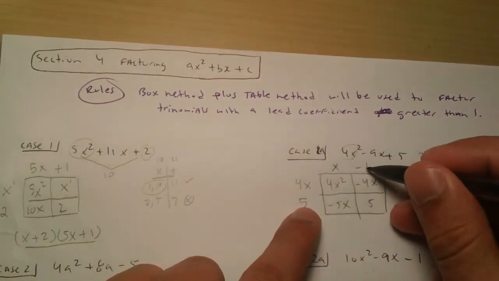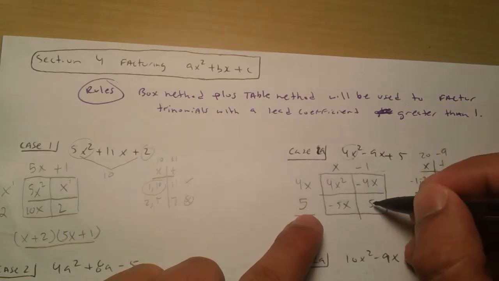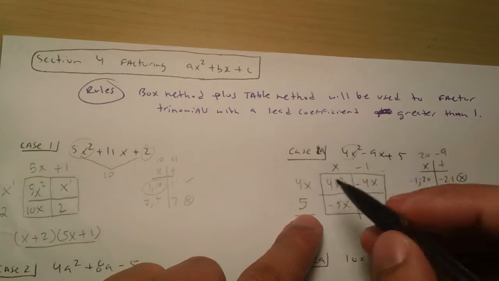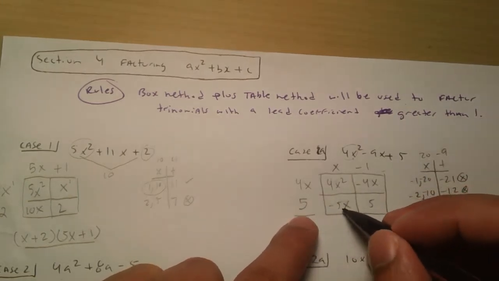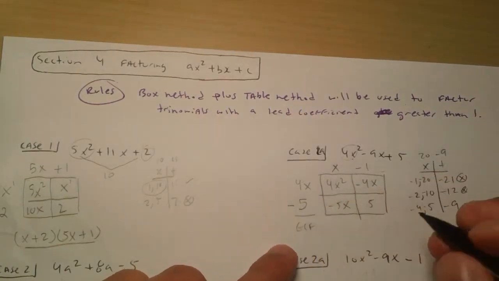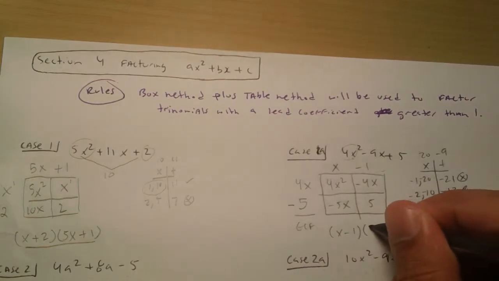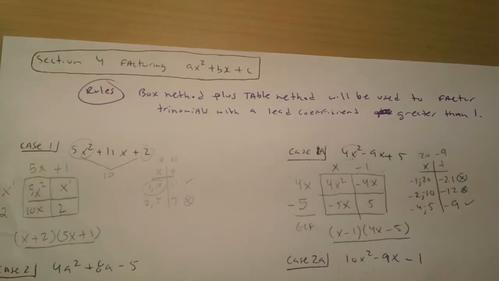Okay, so you see how this negative 1 affects everything that's in this column? So it has a negative 4x, but there's a positive 5. And over here we have a positive 5x, so positive 5, and we have a negative 5x. So what does that mean? We got to turn this one into a negative. And our final answer will be x minus 1 and 4x minus 5. Okay, and there it is. Right there.